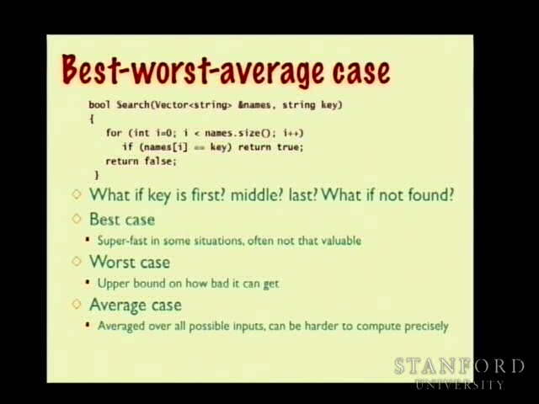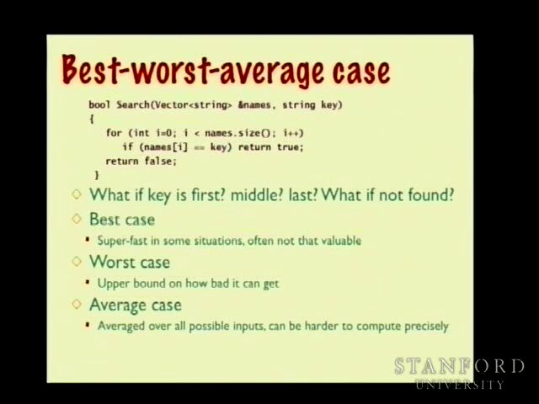Something like search is different. This is a linear search function that, given a vector of names and a particular key, just walks the vector looking for a match. If it finds it, it returns true. If it exhaustively searched the whole thing and didn't find it, it returns false. So we've got what looks like an O of n loop that will look at the things, but there are some cases where it just doesn't do very much work at all. For example, if it finds the key in the very first slot.